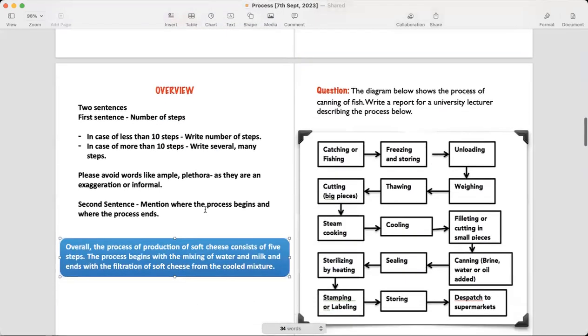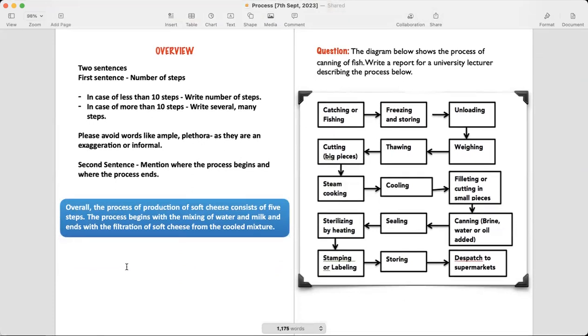So 2 sentences. The first sentence does this. The second sentence tells me the first step and the last step. The process begins with the mixing of water and milk and ends with the filtration of soft cheese from the cool mixture. Now, again, I want you to do the same thing. I want you to look at the diagram here and write me the overview. Everyone do it, please, so that you get an idea. If you don't, what's the point of me teaching? Okay, you can type it in chat or we can do it here. You can dictate it to me.